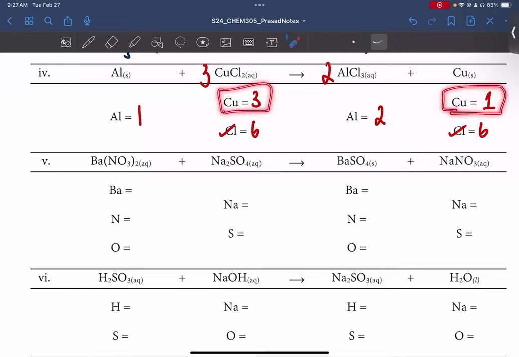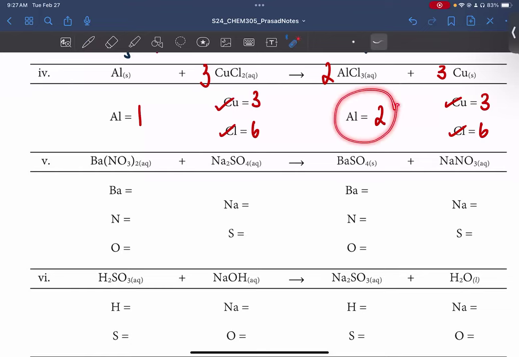We have three coppers on the left, one on the right. We just put a 3 in front of it. This balances the copper and it doesn't affect anything else. And finally, there are 2 aluminums on the right. There's only 1 on the left. So we simply put a 2 in front. And that balances it.